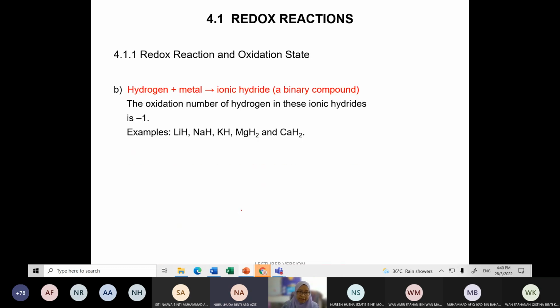Okay. What if bila dia combine dengan metal? Because we know that metal is more electropositive. Betul tak? Macam sodium, magnesium kan? They are all carry positive oxidation number. Memang nature of the metals, they tend to undergo oxidation. So in that case, hydrogen will carry the negative 1 oxidation number. Dia akan jadi hydride.